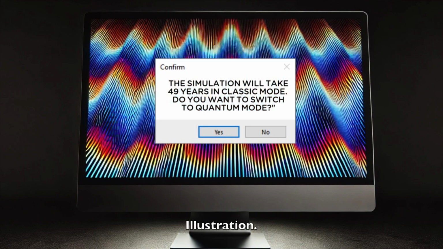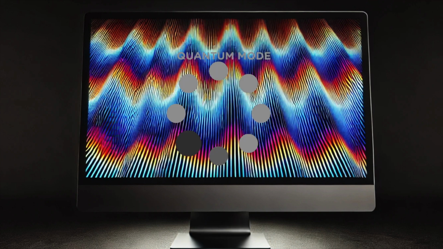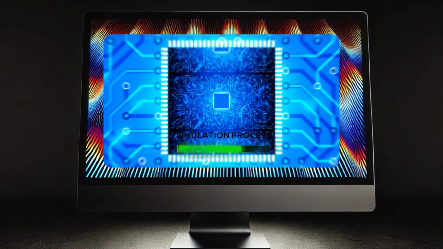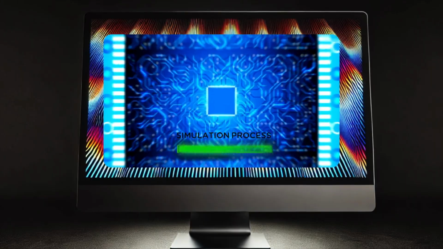This computation will take 49 years in classic computer mode. Would you like to switch to quantum mode? Without hesitation, you select yes, and your 1 million qubit computer completes the massive simulation in just a few hours.